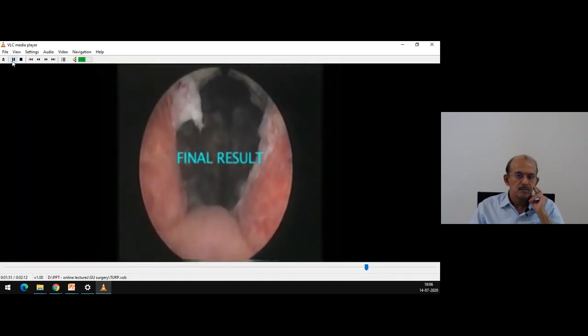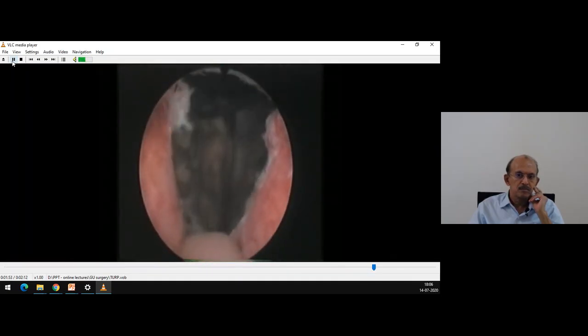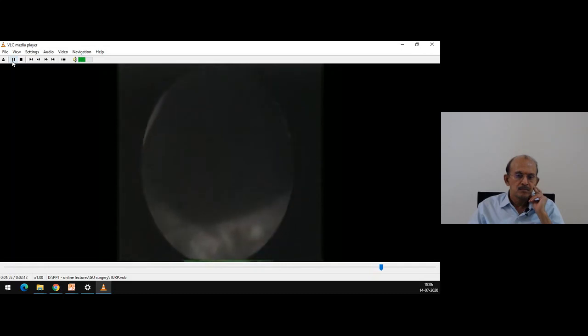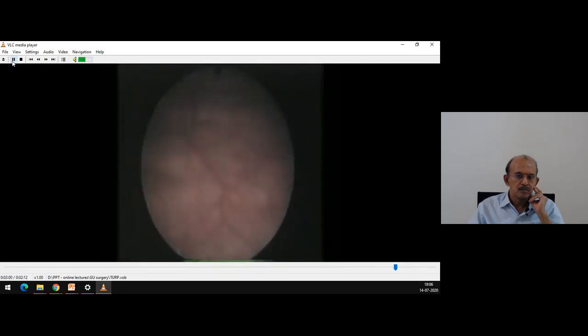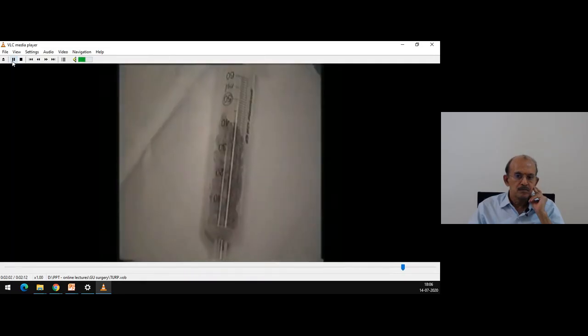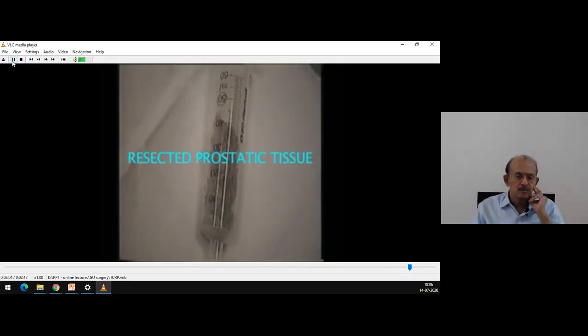The final result is a creation of a wide urethra, like a wide canal. The bladder now can easily empty the urine. The resected prostatic tissue is removed through the resectoscope and histological examination is performed.